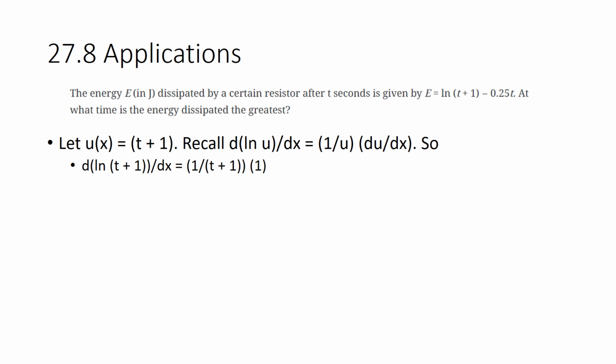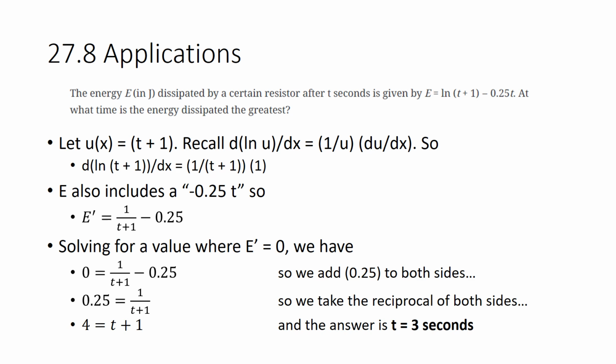And you'll recall that the derivative of the natural logarithm of u is equal to 1 over u times the derivative of u. So the derivative of the natural logarithm of t plus 1 is equal to 1 over t plus 1 times 1, because the derivative of t plus 1 is 1. E also has that value minus 0.25t. So in total, the derivative of E is 1 over t plus 1 minus 0.25.